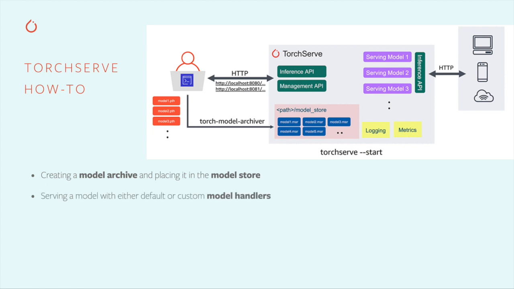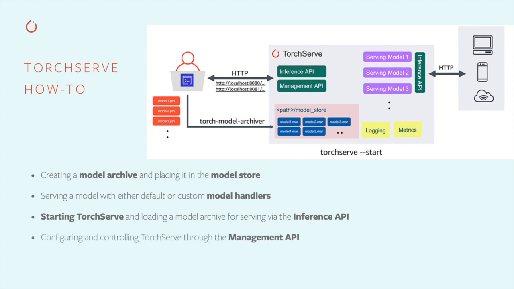How to apply the default model handlers that TorchServe provides for certain use cases, and how to create a custom model handler if you need one for a new use case. Starting TorchServe and configuring it for serving your model via TorchServe's Inference API, examining and manipulating server state with the Management API, and where to go to find log files so you can see what's happening under the hood.